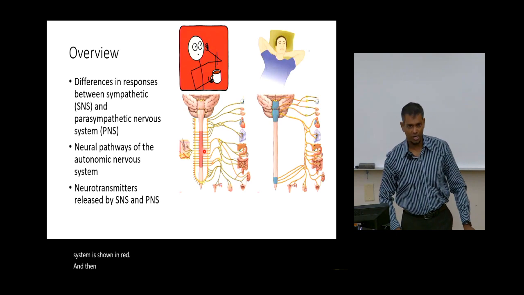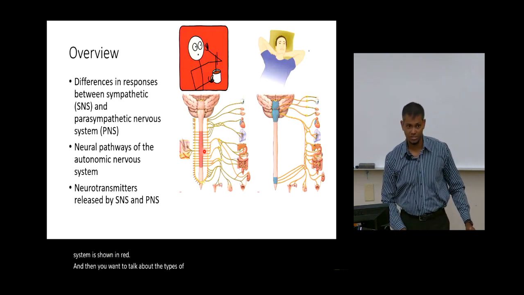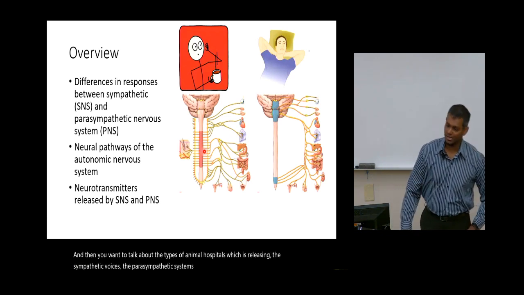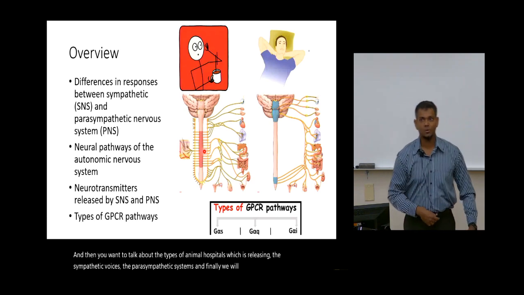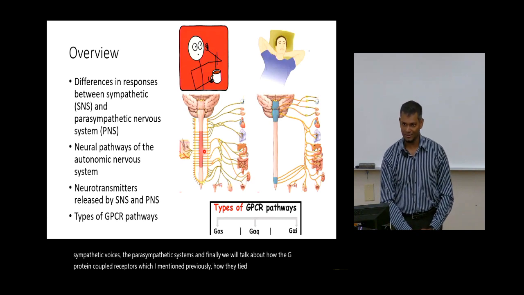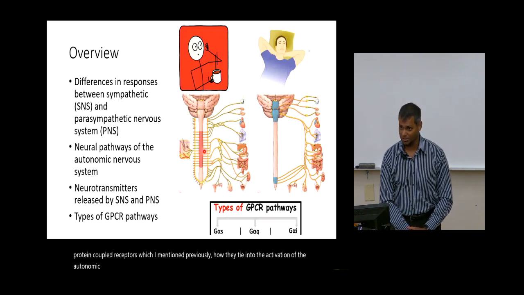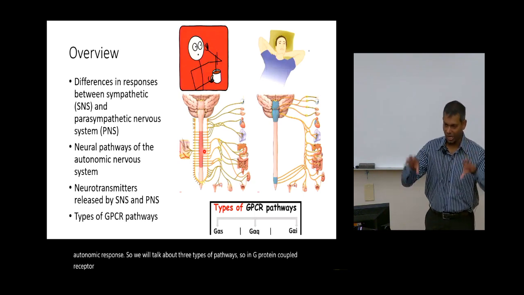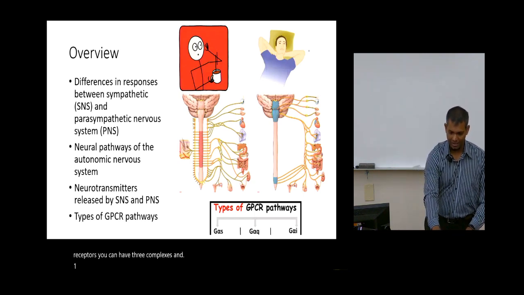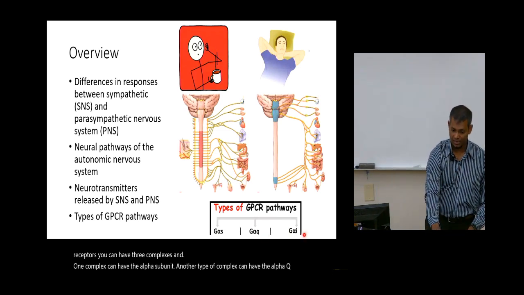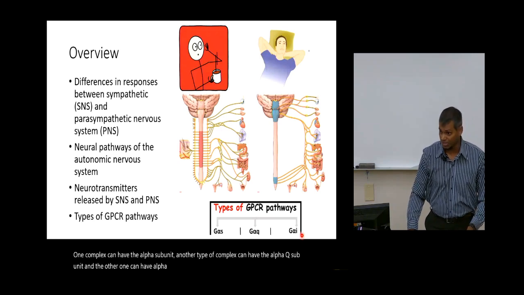And then we'll move on to talk about the types of neurotransmitters released in the sympathetic versus the parasympathetic systems. And finally, we'll talk about how the G protein coupled receptors, which I mentioned previously, tie into the activation of the autonomic response. We will talk about three types of pathways. In G protein coupled receptors, you can have three complexes: one complex can have the alpha S subunit, another type of complex can have the alpha Q subunit, and the other one can have the alpha I subunit.